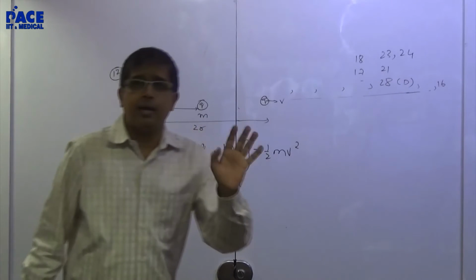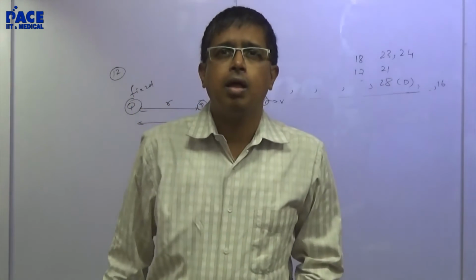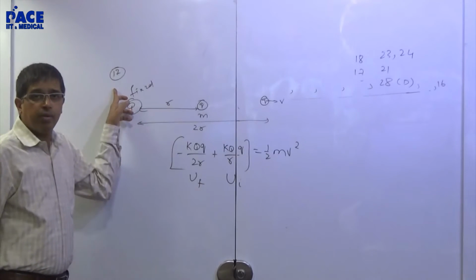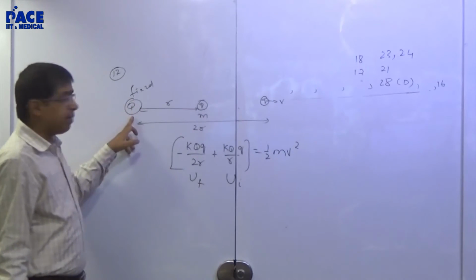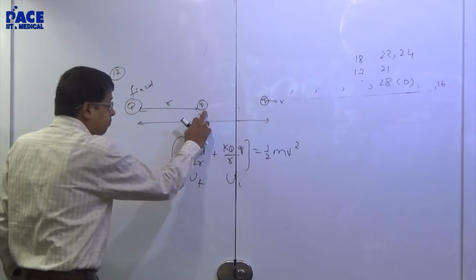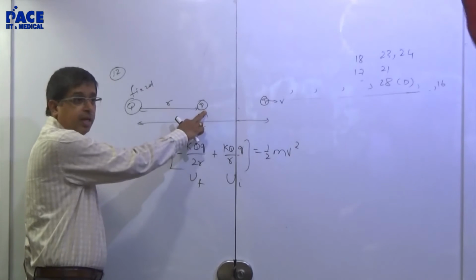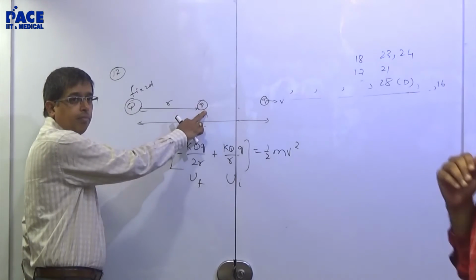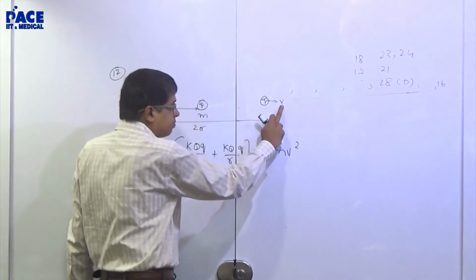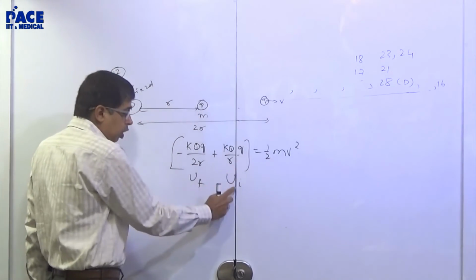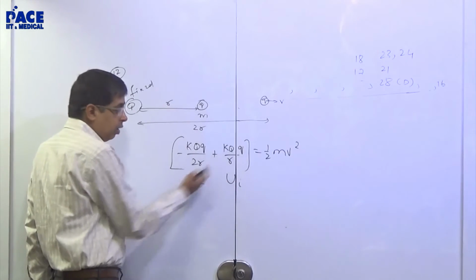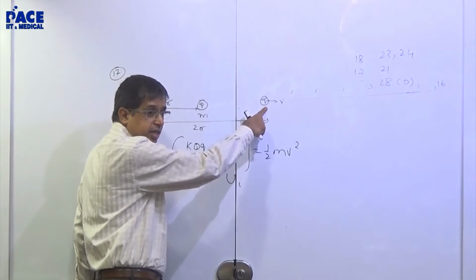Is everybody back? Okay. Yeah, 17th problem we were discussing. Capital Q is fixed. Small q is released from here. When it comes here, I can find out the velocity. Loss in potential energy, loss will always be initial minus final, will be equal to gain in kinetic energy.